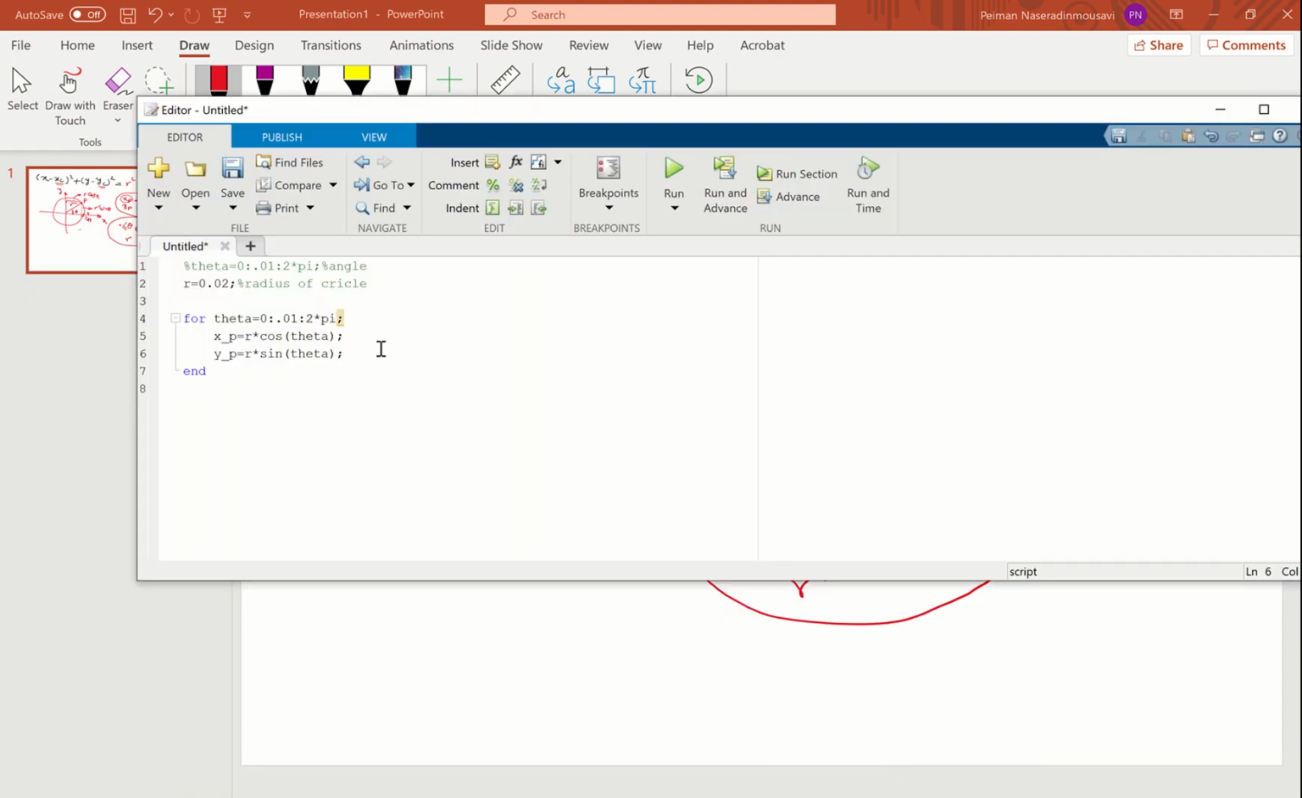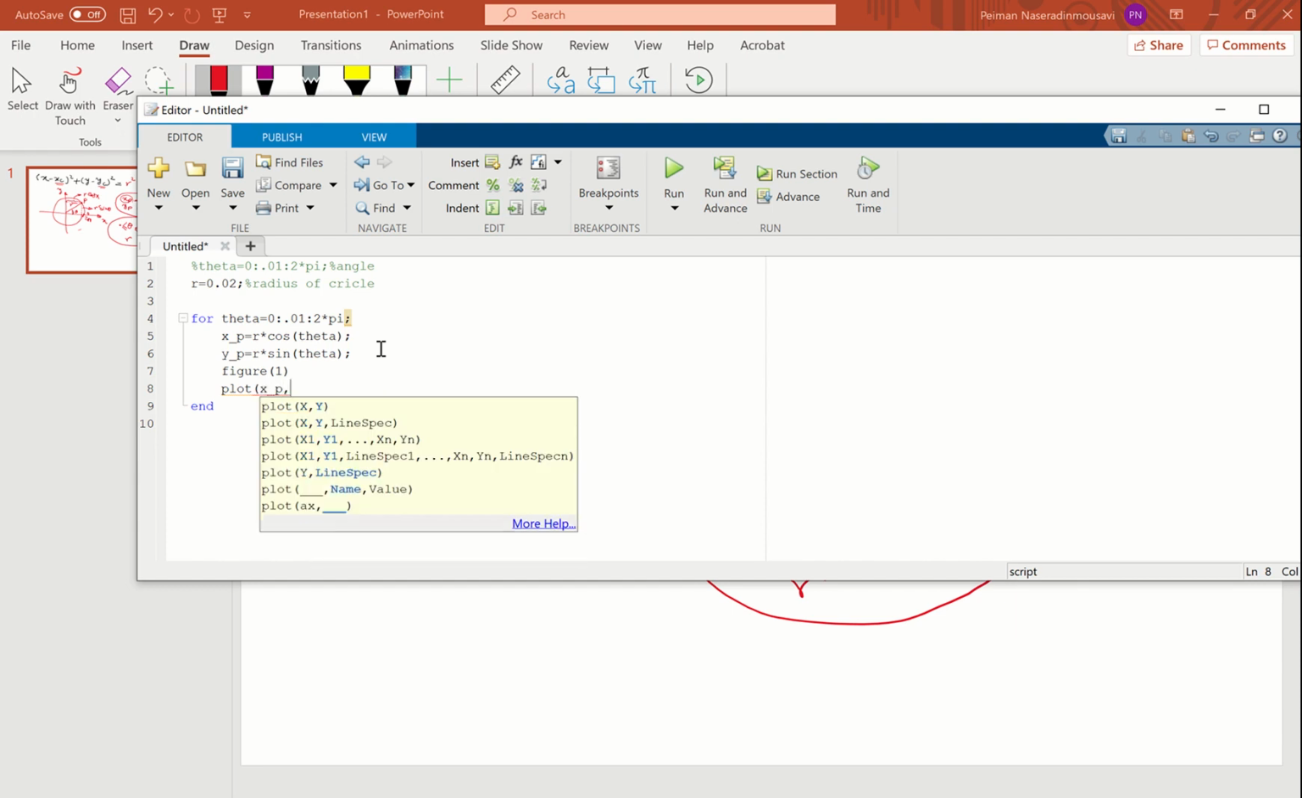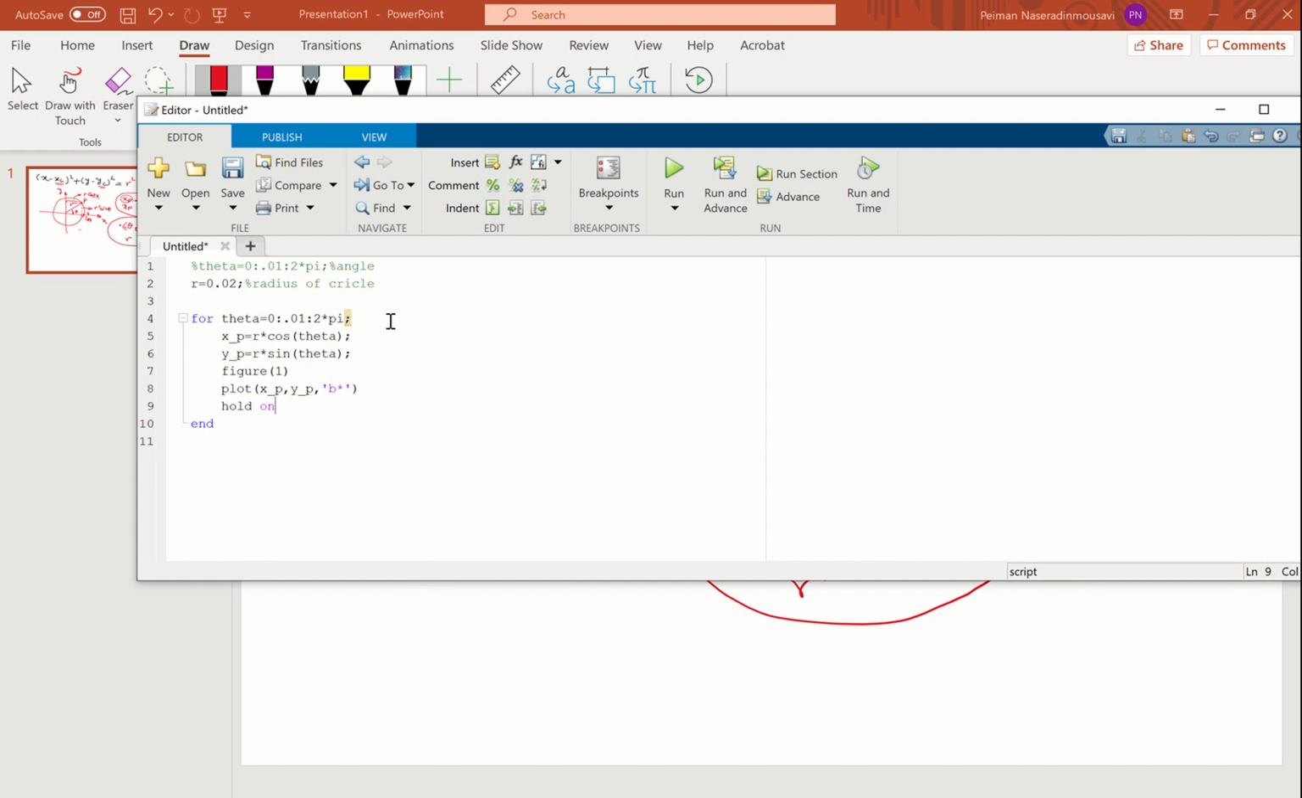So now I say figure 1, plot x of p and y of p, in blue, and hold on, because you have too many points starting from 0 to 2 pi and you're circling this. Let us see what it gives to us. This is a very interesting code because I'm teaching you many things by this code. So let us see what we get, guys.